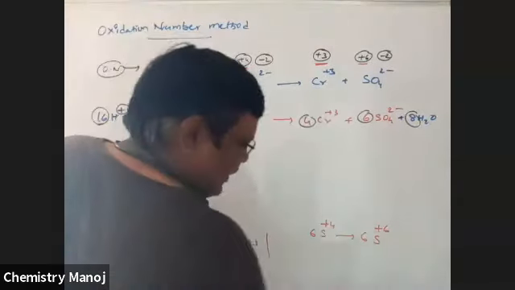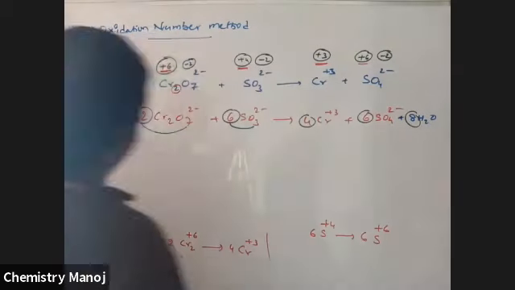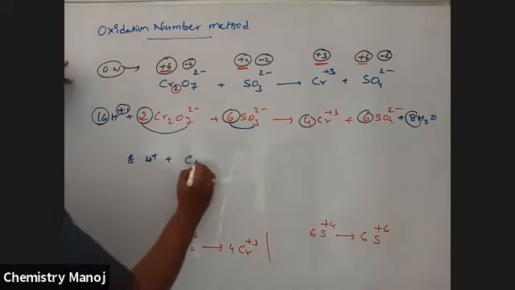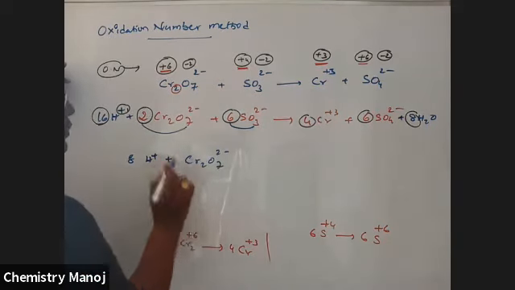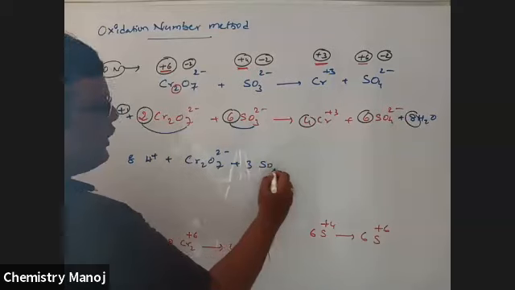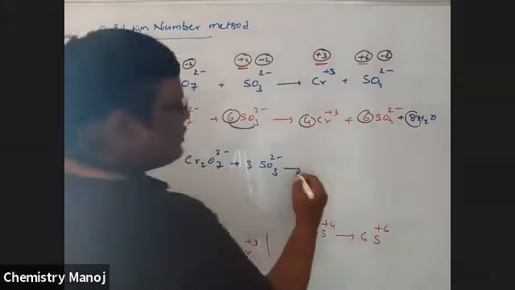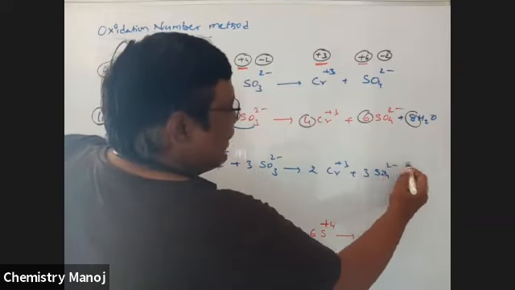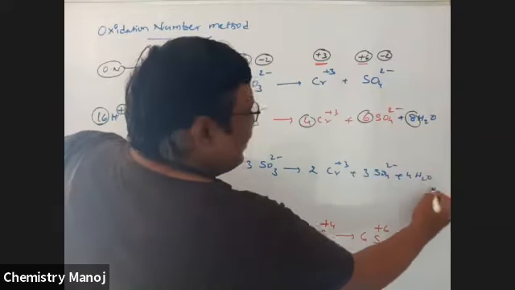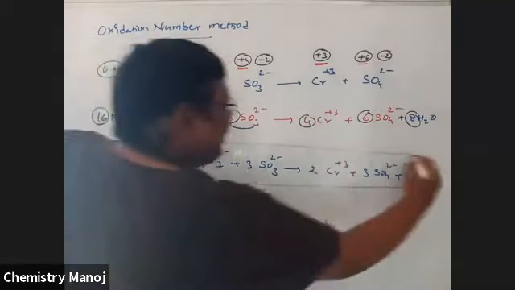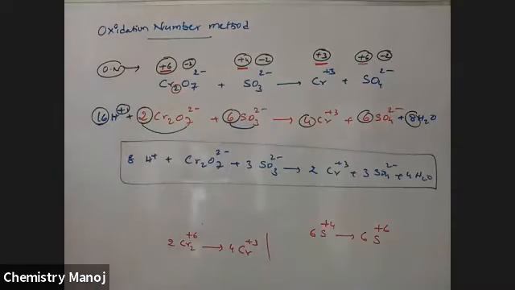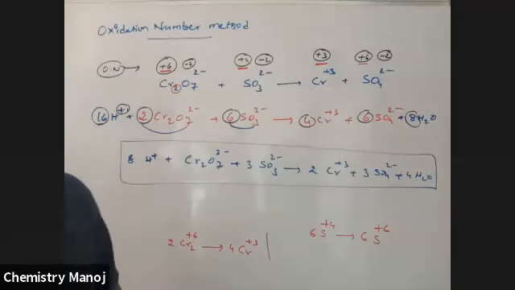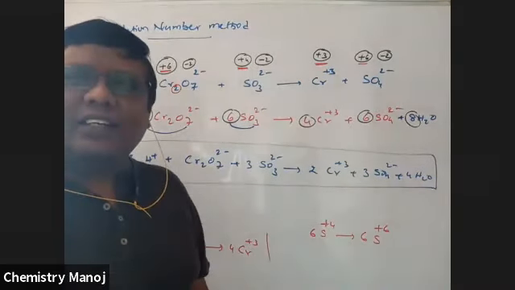The final equation for this one is 8H+ plus Cr2O7 2- plus 3SO3 2- gives 2Cr3+ plus 3SO4 2- plus 4H2O. It is the complete balanced equation in the simplified manner. Is this easy?